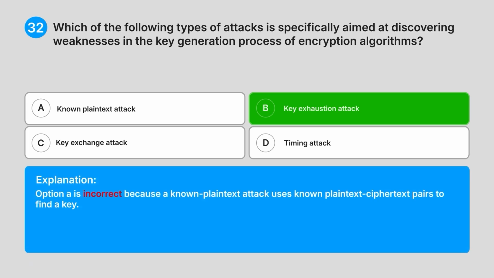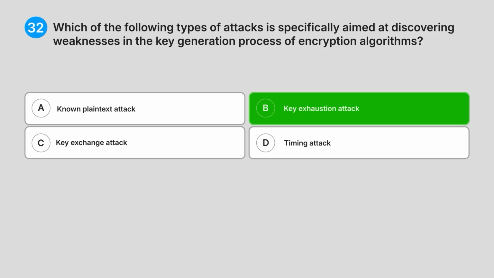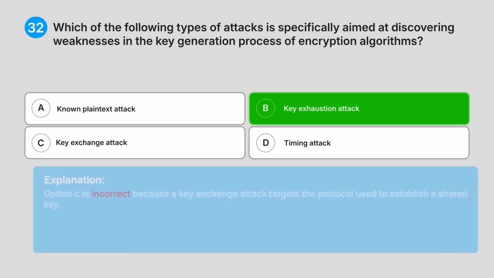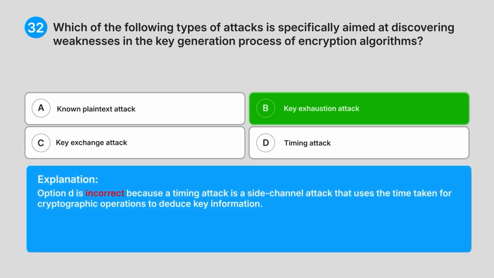Option A is incorrect because a known plaintext attack uses known plaintext-ciphertext pairs to find a key. Option C is incorrect because a key exchange attack targets the protocol used to establish a shared key. Option D is incorrect because a timing attack is a side-channel attack that uses the time taken for cryptographic operations to deduce key information.